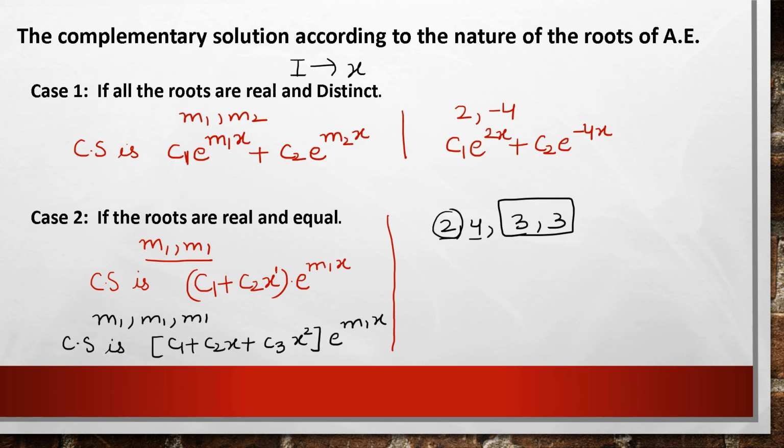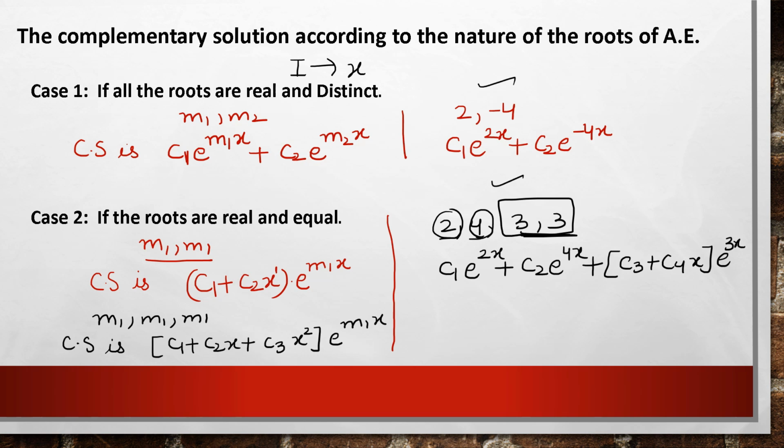So 2 is repeating a single time, so c1 e power 2x. 4 is repeating a single time, so c2 e power 4x. Now because 3 is repeating 2 times, we'll assign 2 constants corresponding to 3 along with the increasing power of x. So there will be c3 plus c4x, e power 3x. So this will be the complementary solution. This is just a dummy example which I have given, just to show you how to write the complementary solution.